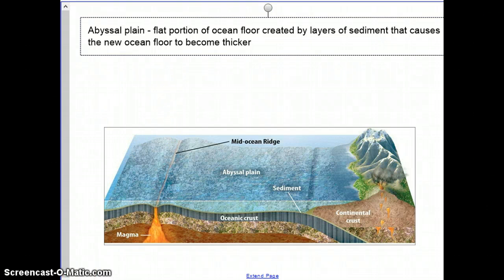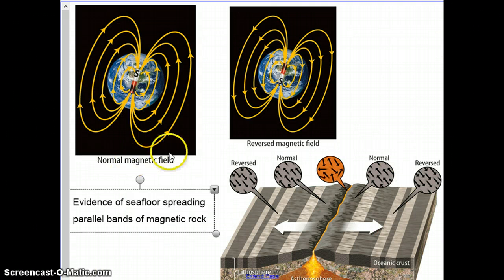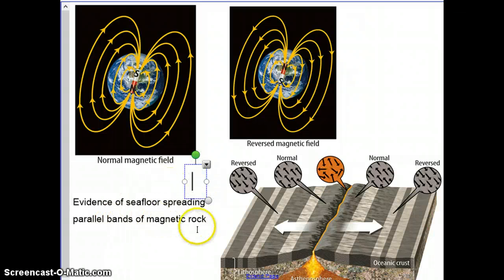So we've talked about the idea of seafloor spreading, but how do we know that it actually exists? What is some evidence of it? One of the key things we can look at for evidence of seafloor spreading is the parallel bands of magnetic rock. They started to notice that there are varying bands of rock, and they're not actually striped like it looks in this diagram, but they have different types of magnetic polarity. We have two different types: normal and reverse.